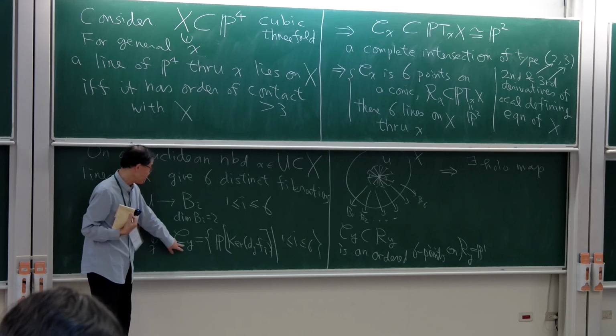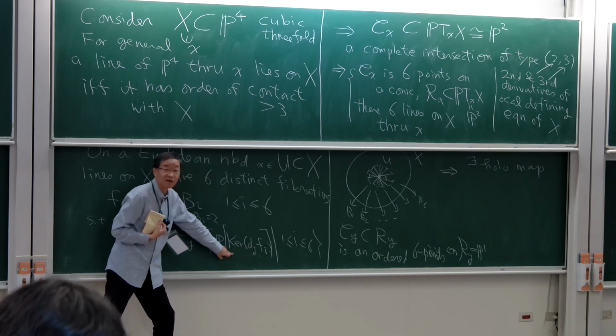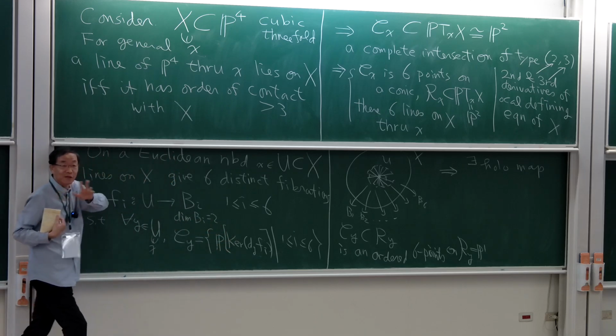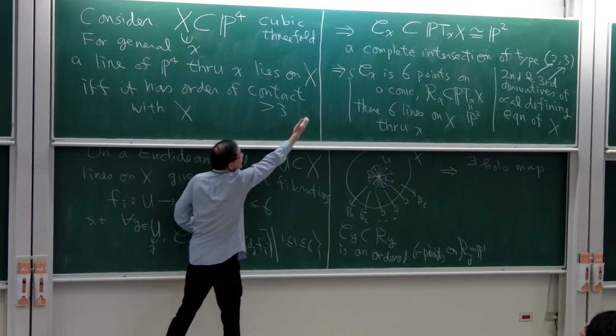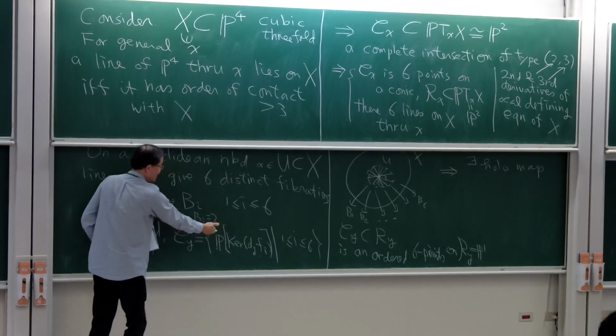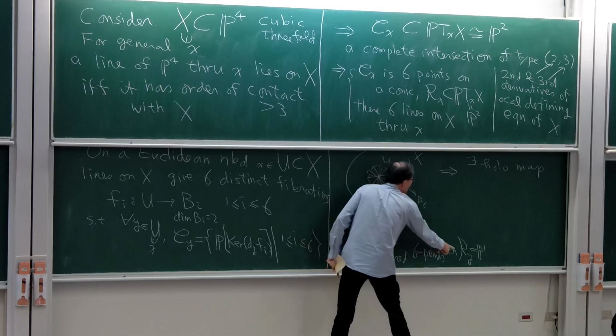Well, it's not a line, it's a point. I'm taking the projectivization of the one-dimensional space. Okay, sorry about the confusion. I'm just rewriting this. These are 6 points. So this is an ordered 6 points on a conic.